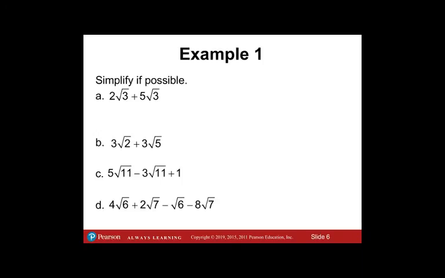So for instance, if we look at the radical, they're both square root of 3, right? So if we say 2 root 3 plus 5 root 3, we would add it in the same way that we would add 2x plus 5x to give us 7x, right? So this is going to be 7 times the square root of 3.